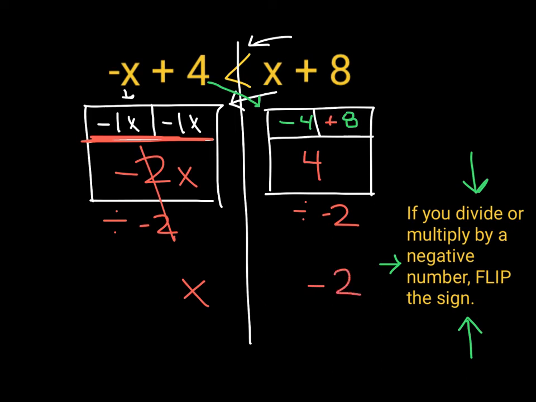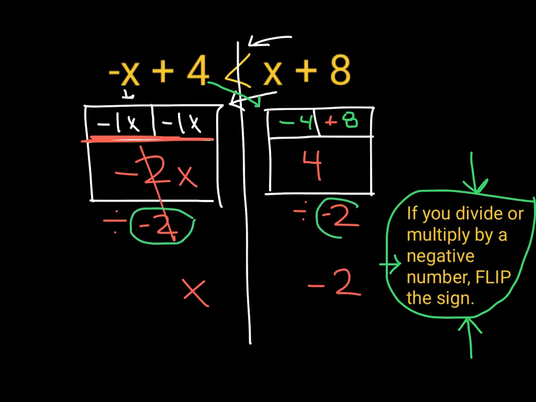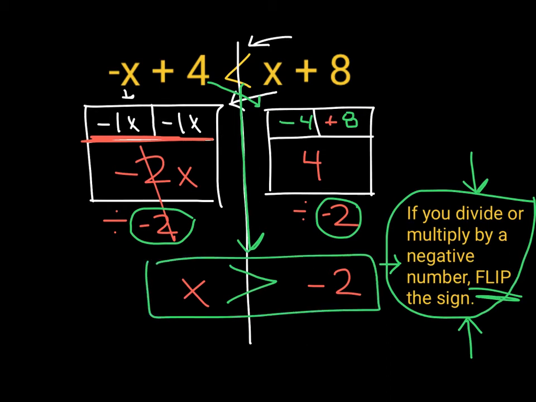Now, there's one trick on this one you guys need to really be aware of, and that's right here, and you need to fill this in on your notes. If you divide or multiply by a negative, and here we divided each side by a -2, then we need to flip that inequality sign in the middle. So instead of reading this down here as x is less than -2, because we divided each side by a negative, we're just going to flip that inequality sign and make that an x is greater than -2.